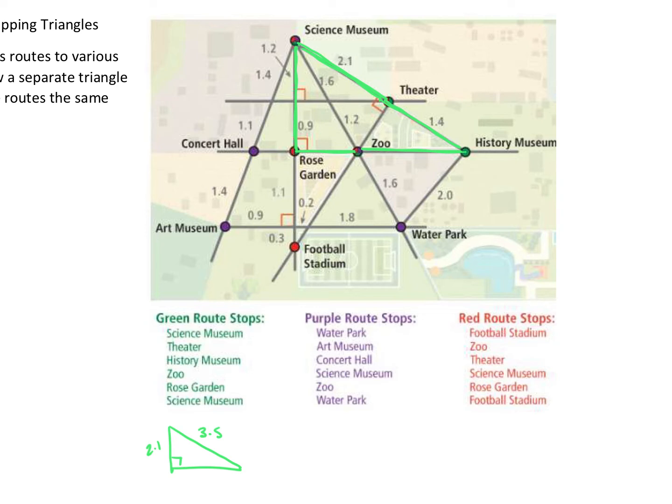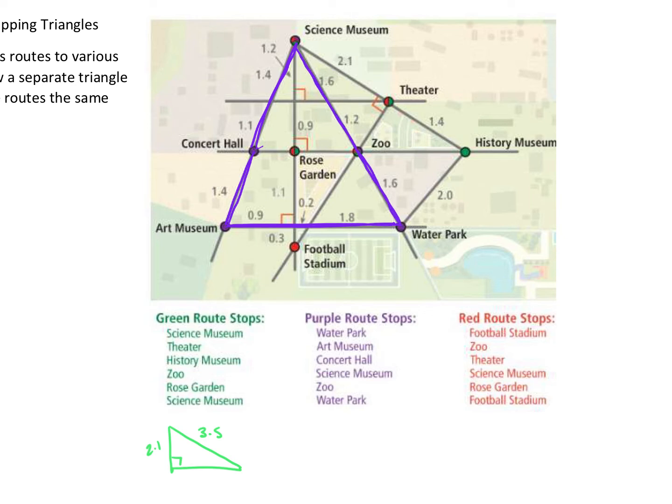All right, let's check out our purple triangle. I'm going to go ahead and erase the green route just so I don't get it confused with anything else. Let's go for purple. All right, the purple route starts at the water park and goes to the art museum. So we're heading this way. Here's our purple route. After the art museum, we're going to the concert hall. After the concert hall, we're heading up to the science museum. After the science museum, we're heading to the zoo. And after the zoo, back to the water park.